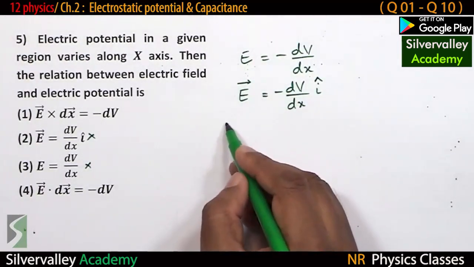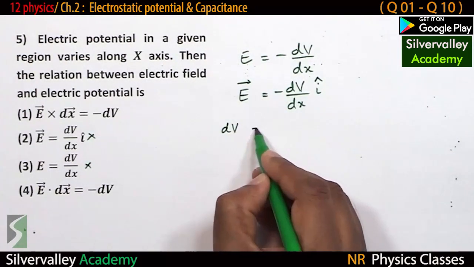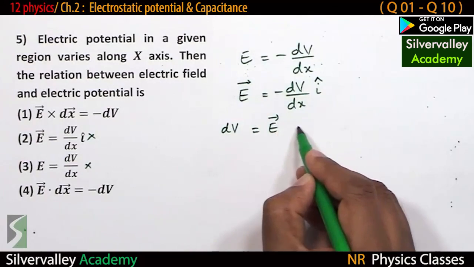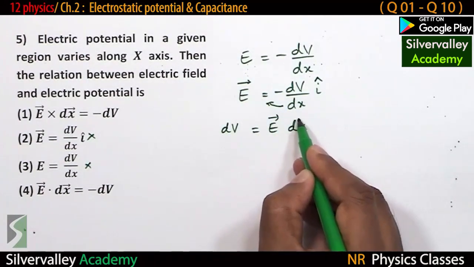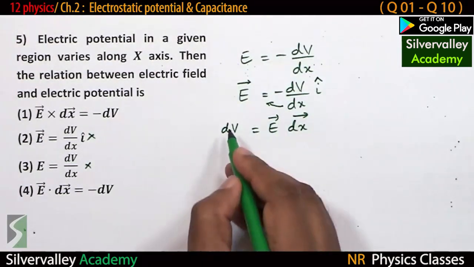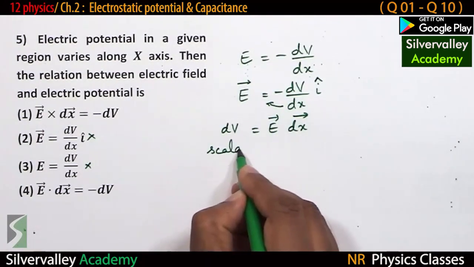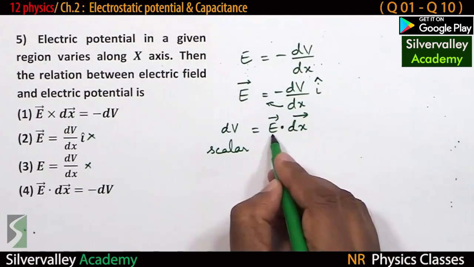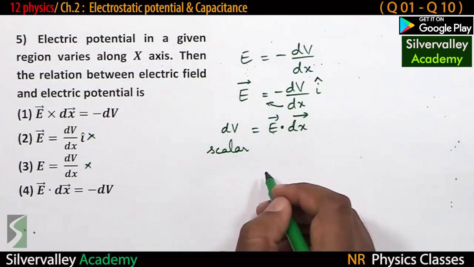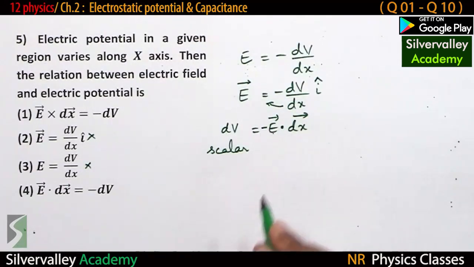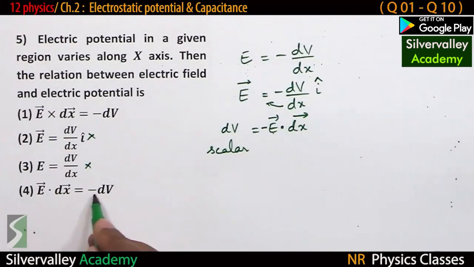Now dV equal to E dx, taking dx to the other side. Since this is a scalar quantity, this should be the dot product of electric field and the displacement vector dx, and there is a negative sign. So the dot product with a negative sign is the relation between electric field and electric potential.